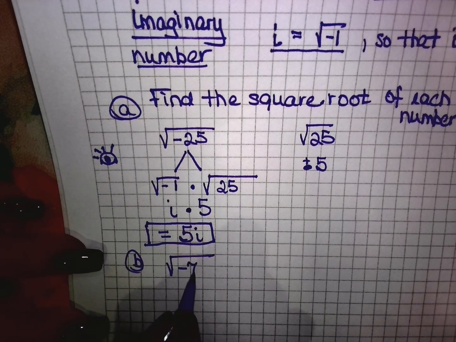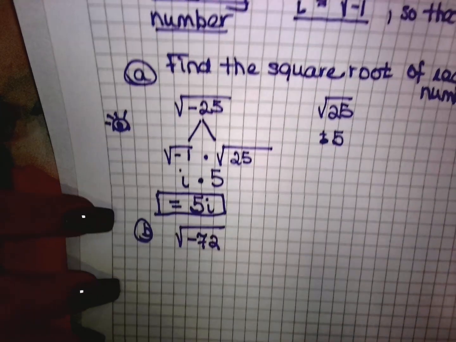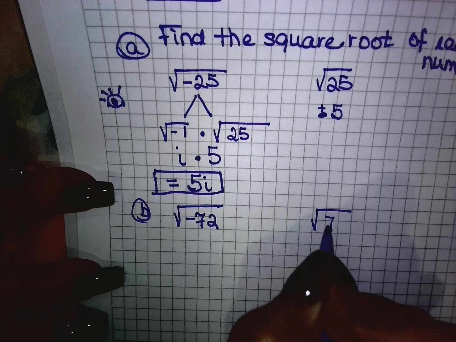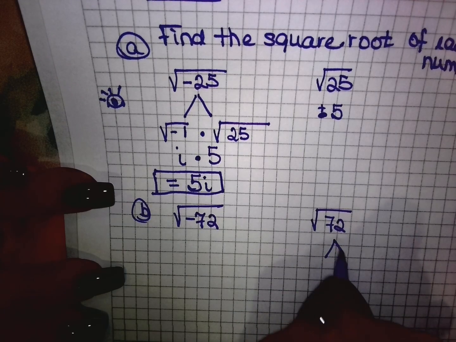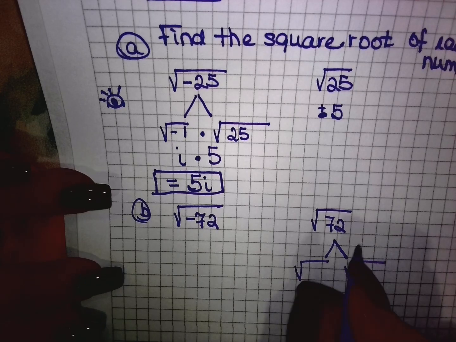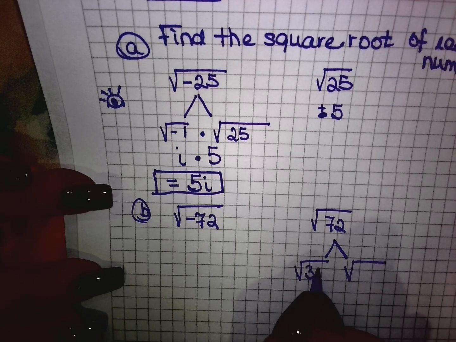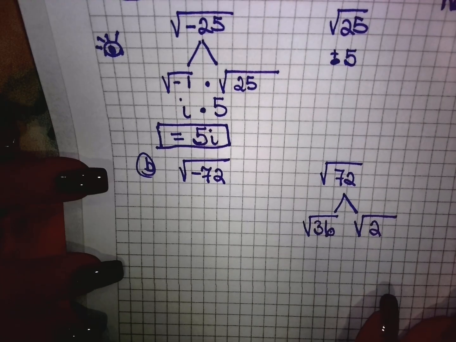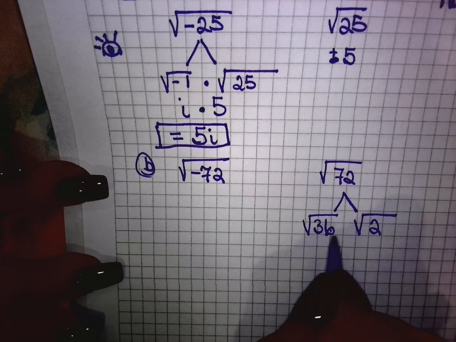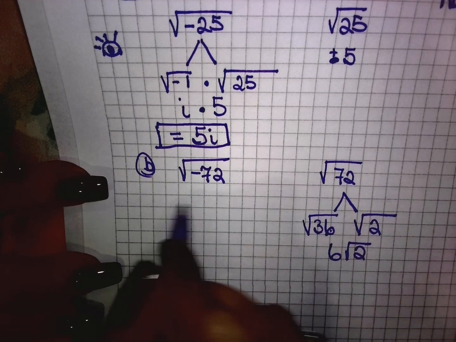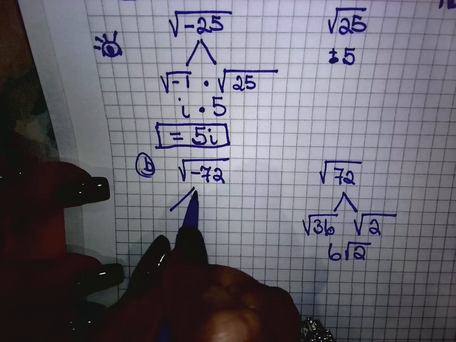Okay, let's take a look at B. Square root of negative 72. Once again, let's compare it to the square root of 72. If we had the square root of 72, we would pull out the biggest factor that's a perfect square, which happens to be 36, and 36 times 2 is 72. Square root of 36 is 6, so 6 square root of 2. Now we're going to do this guy.